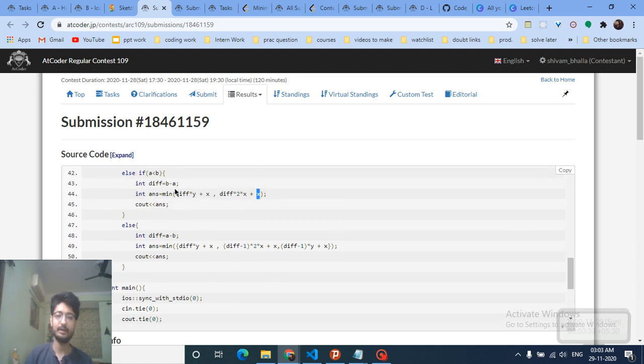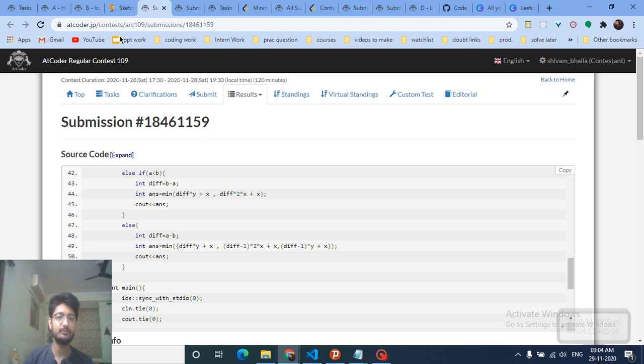Else if B is smaller than A, then find the difference, and then you can either go the same way, difference into Y plus 1, or you can do difference minus 1 plus X. So you can do like this, or as I've told you, for every difference minus 1 times you have to do 2x, but for the last difference you have to just take one corridor down, and you have to find the minimum among both of these cases, and the answer is just the answer.